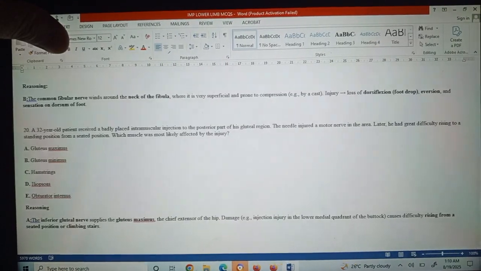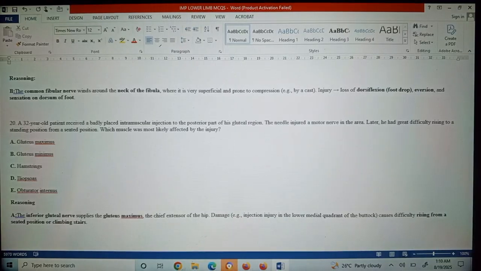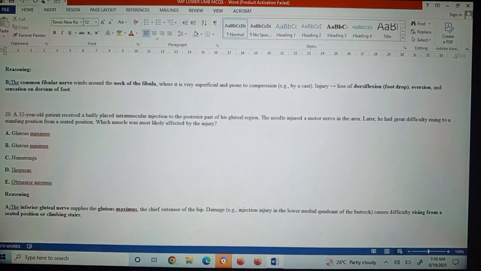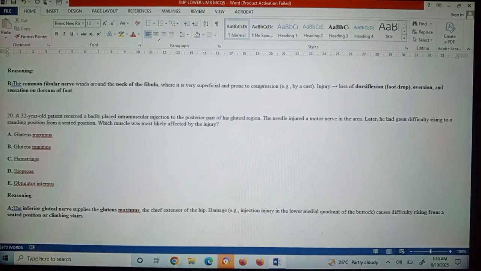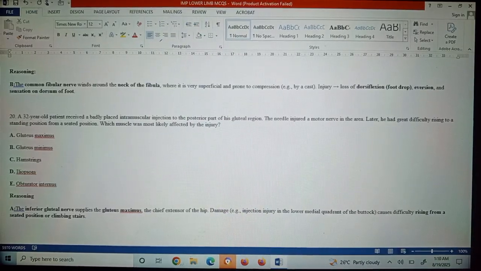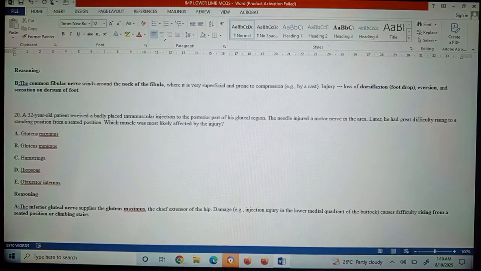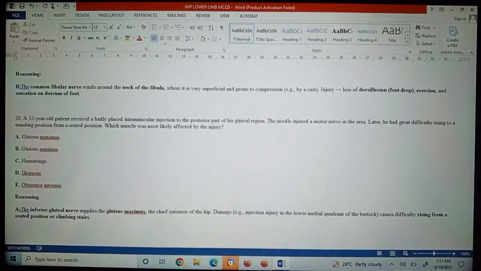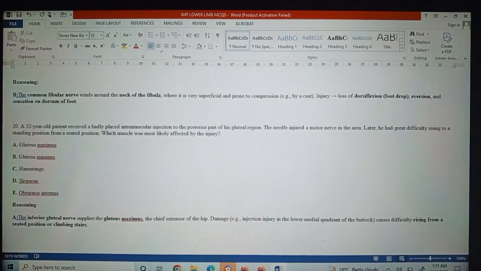A 32-year-old patient received a badly placed intramuscular or IM injection to the posterior part of his gluteal region. The needle injured a motor nerve in the area. Later he had great difficulty rising to a standing position from a seated position. Which muscle was most likely affected by the injury? The inferior gluteal nerve supplies the gluteus maximus muscle, the chief extensor of the hip. This is another MCQ.